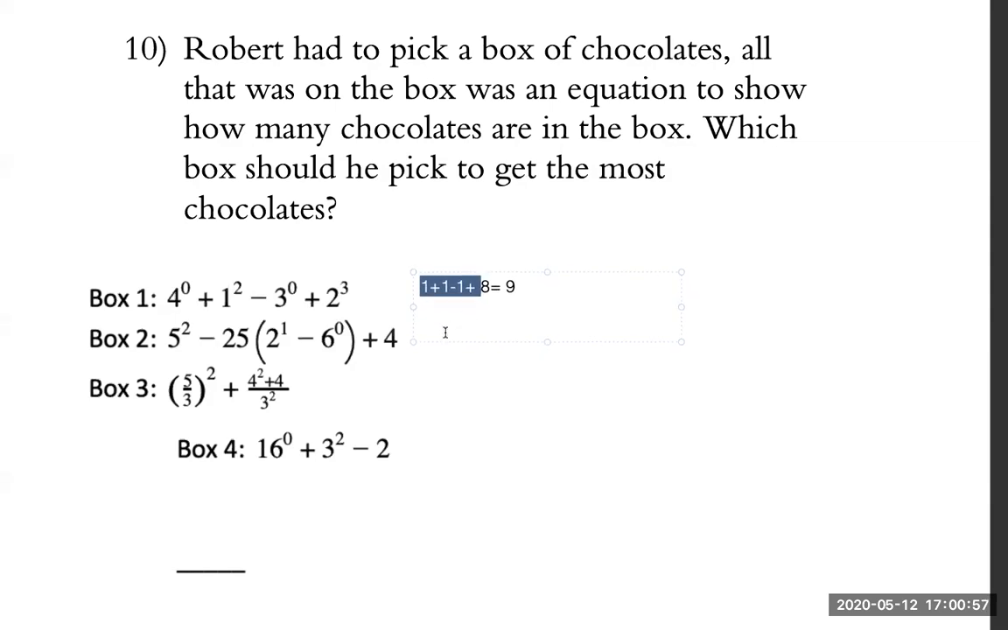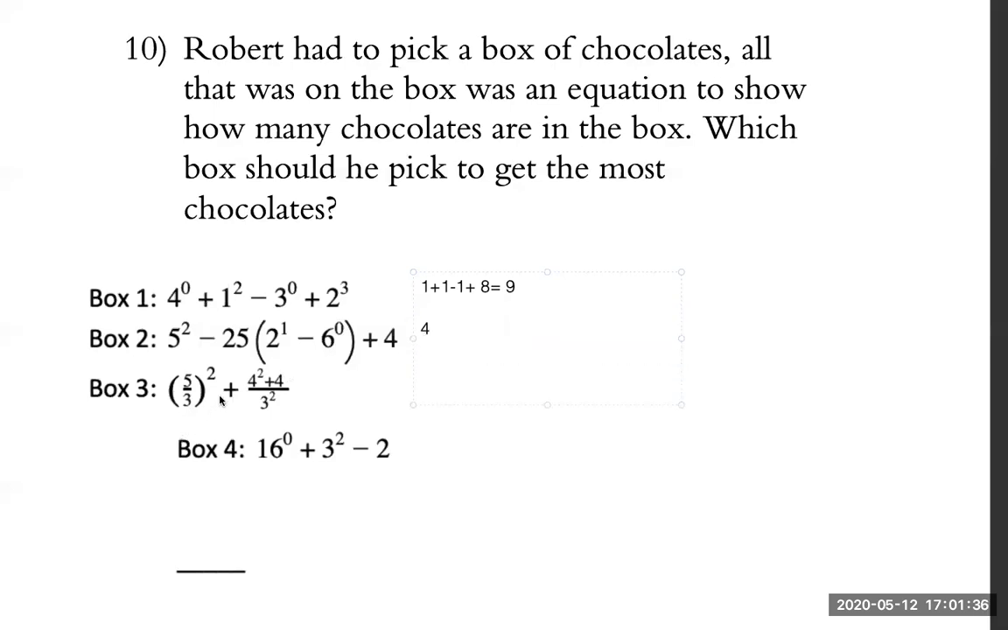Box 2, what's 5 to the power of 2? 25, minus 25 times what's 2 to the power of 1? 2. Minus, what's 6 to the power of 1? 6, plus 4. Now we simplify it. 2 minus 1 is 1. And what's 25 times 1? 25. And what's 25 minus 25? 0. And what's 0 plus 4? 4. Easy.